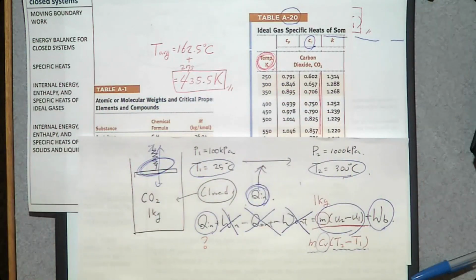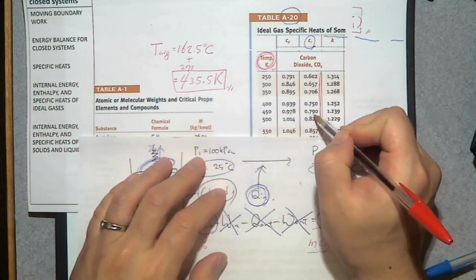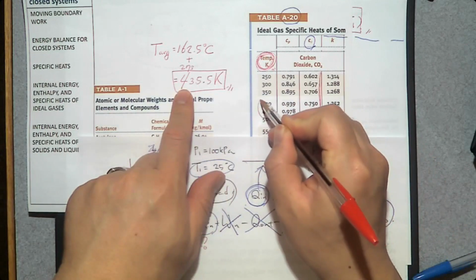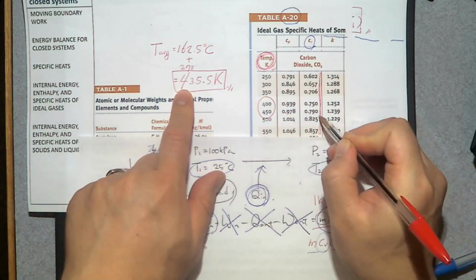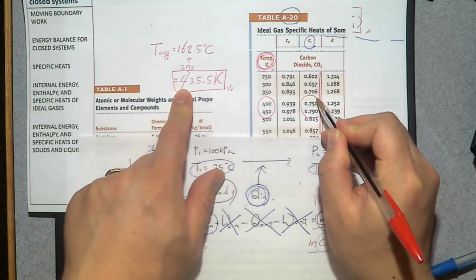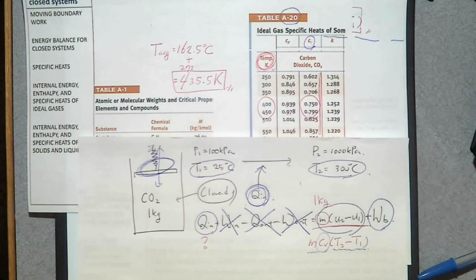So we have to use the specific heat evaluated at this average temperature. It's going to be between 400 and 450 Kelvin. So the CV value we are looking for is between these two numbers. So how can we determine the exact CV value? We can use linear interpolation. How can we use linear interpolation?